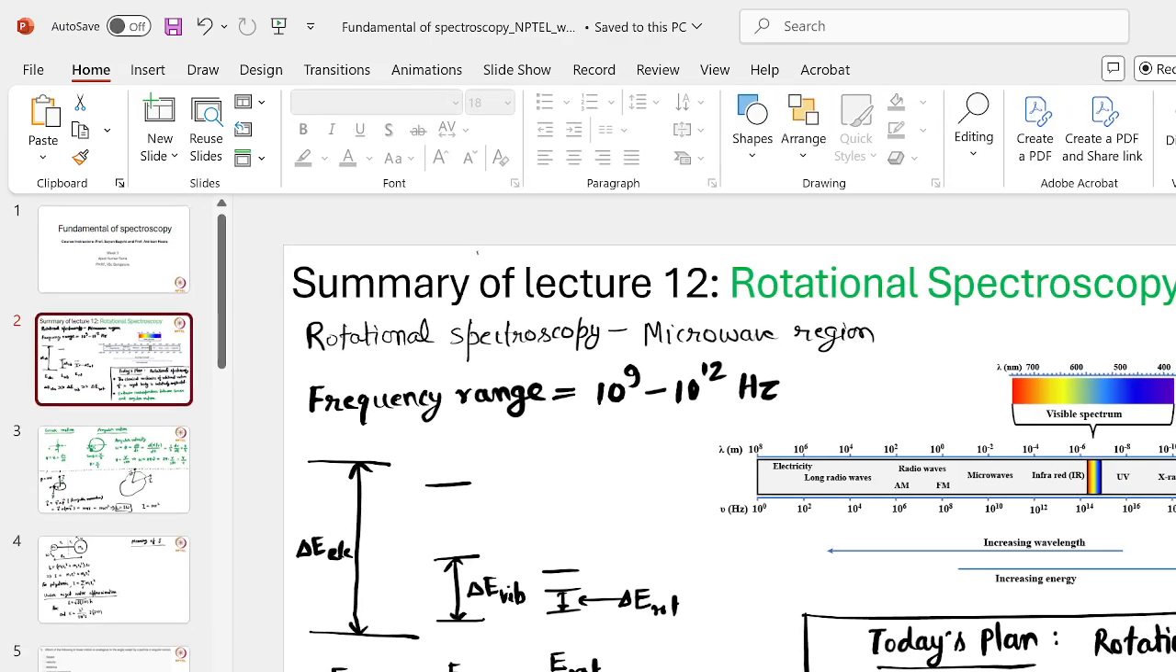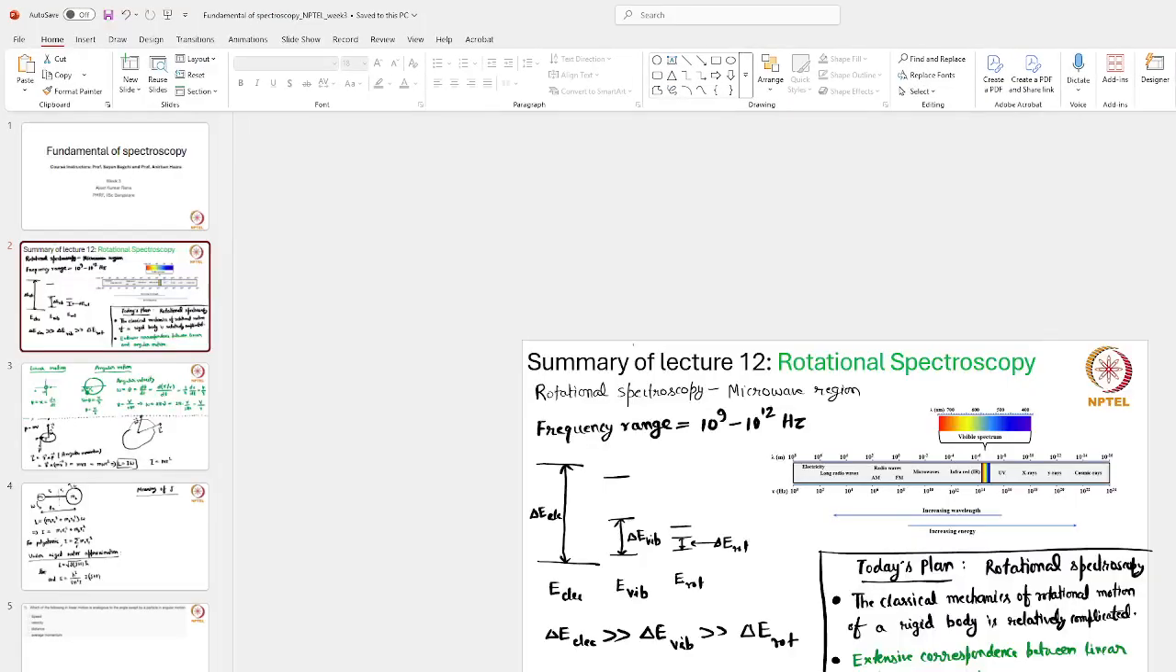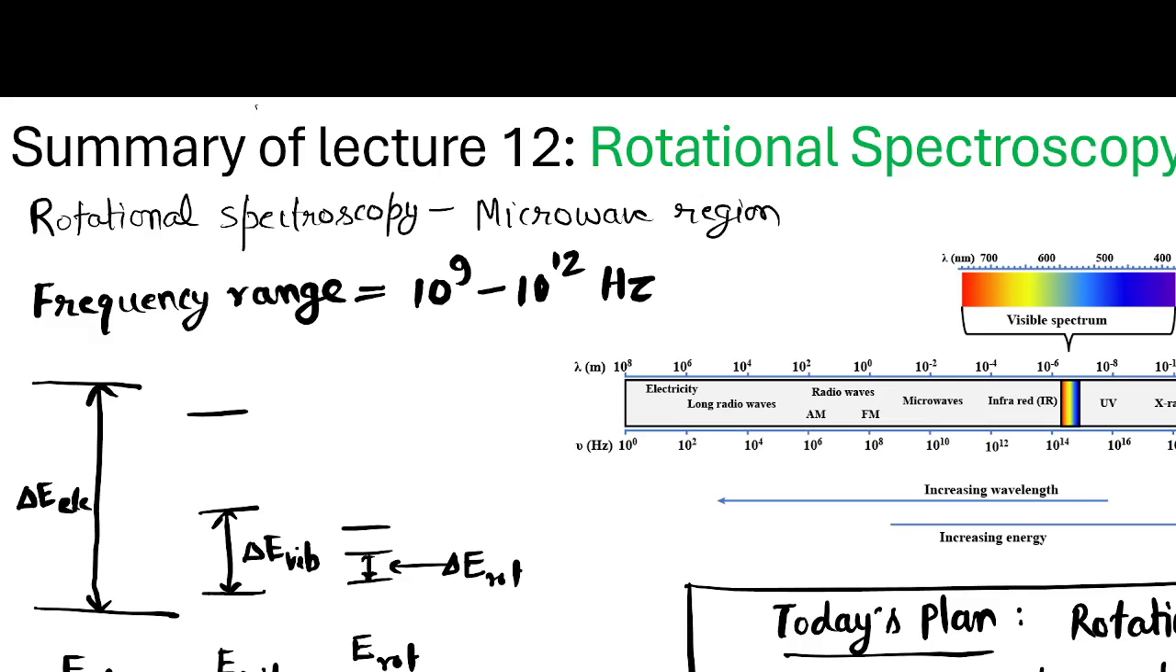Okay, can you see my screen? Okay, I will start now. Okay, so today we will discuss about rotational spectroscopy.